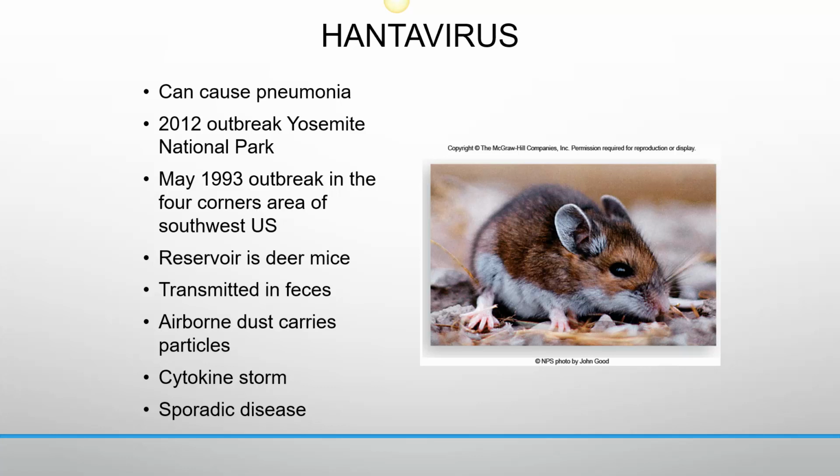In 2012, there was an outbreak in Yosemite National Park, and a bunch of people died from this. They were just camping in the campgrounds there, and they ended up dying from this. In 1993, there was an outbreak in the Four Corners area of the southwest U.S. The reservoir is again the deer mice, and it's transmitted in the feces. Airborne dust carries particles into the respiratory tract. It causes a cytokine storm, so a lot of inflammation happens in the respiratory tract, and people can no longer breathe from this, and they end up dying.